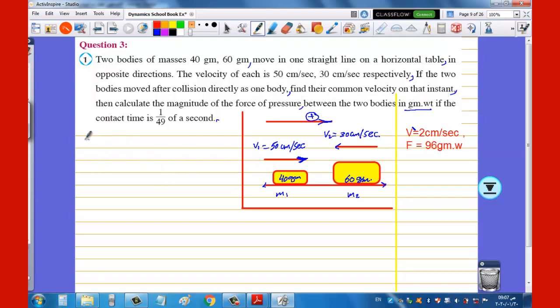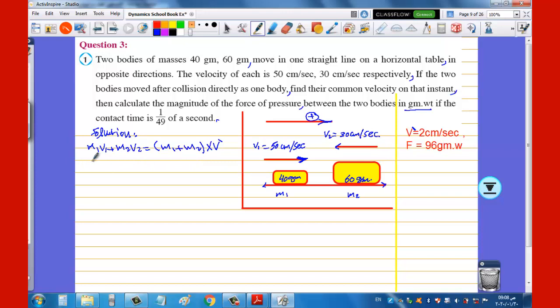So we have the rule m1 v1 plus m2 v2 equals m1 plus m2 multiply v dash. V dash is the common velocity after collision. Now we will substitute.